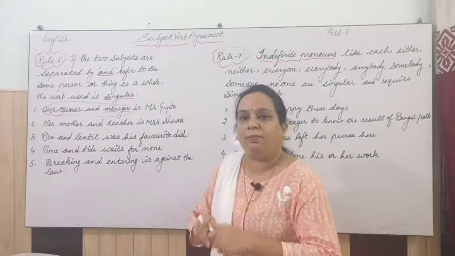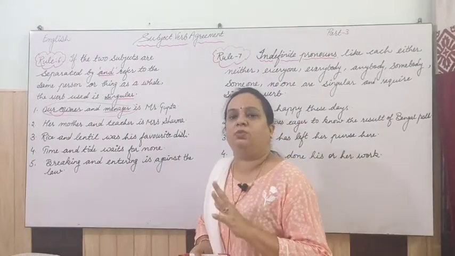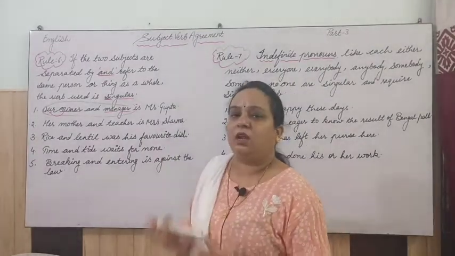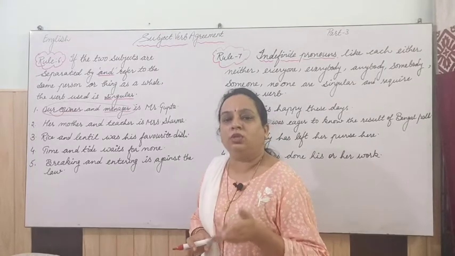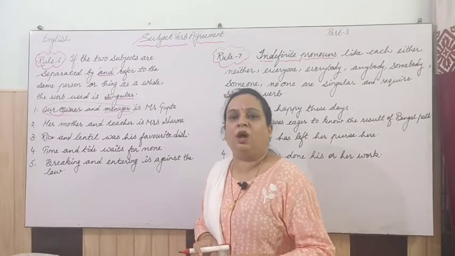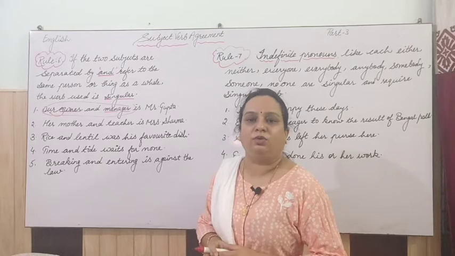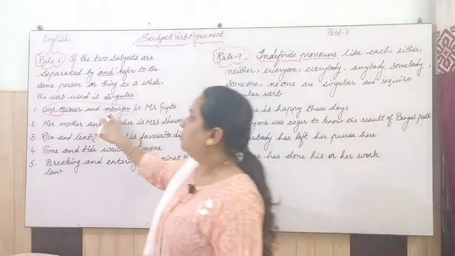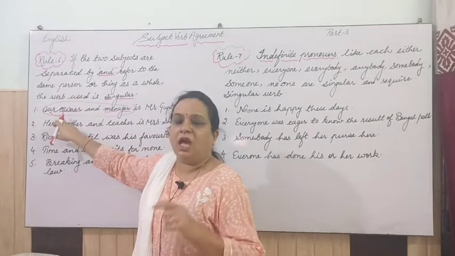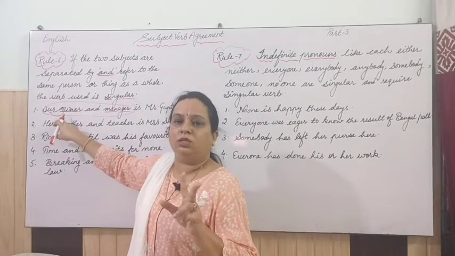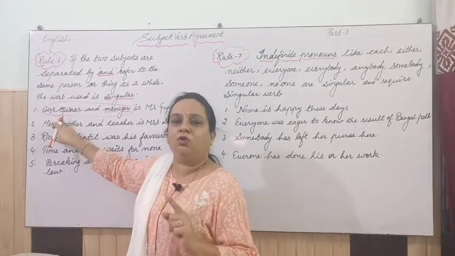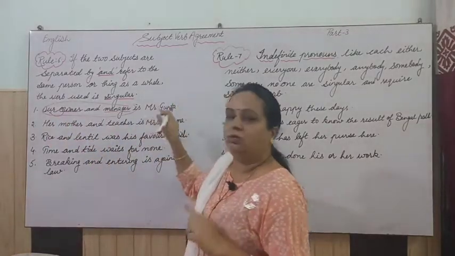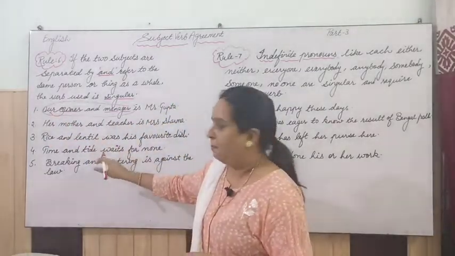This is quite important, and you can remember it by this rule: if the determiner is given before both of the subjects, then you have to use a plural verb. But if the determiner is given with one subject only, and we are talking about both subjects as a single person, then you have to use a singular verb. Let's understand with more examples.